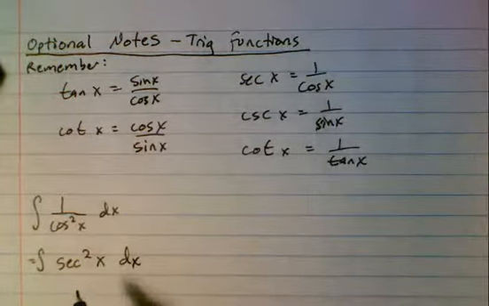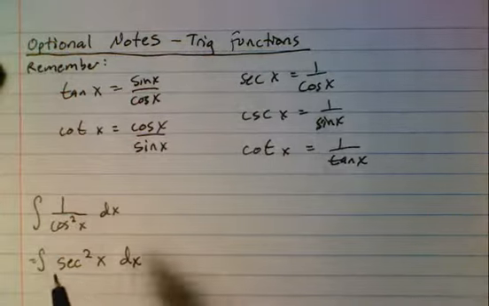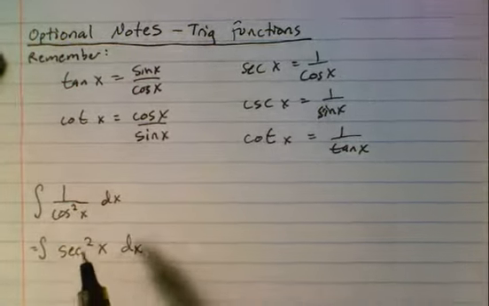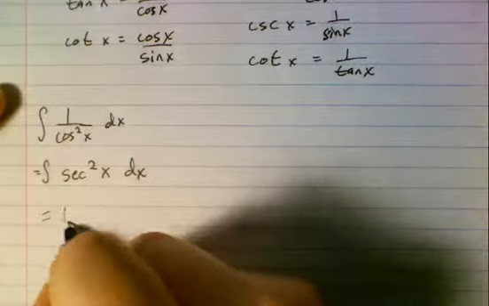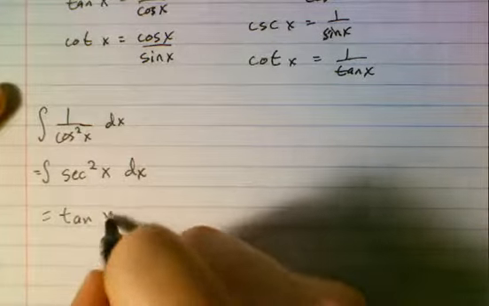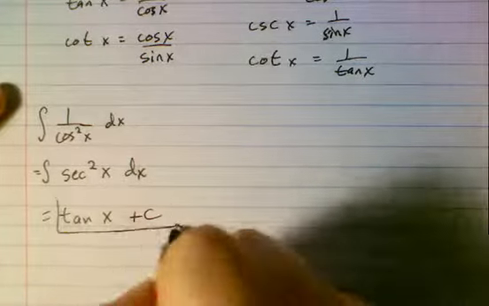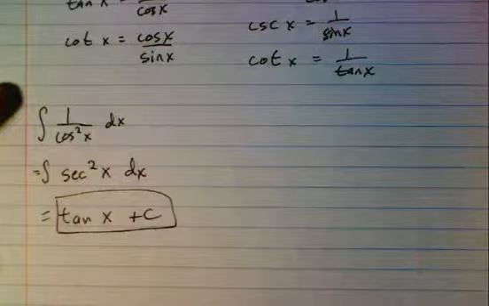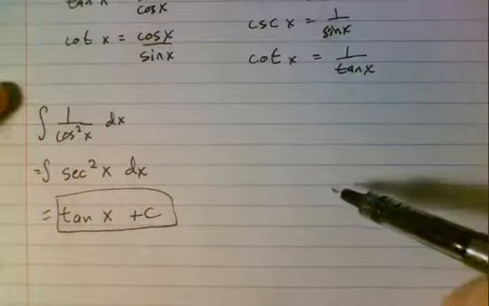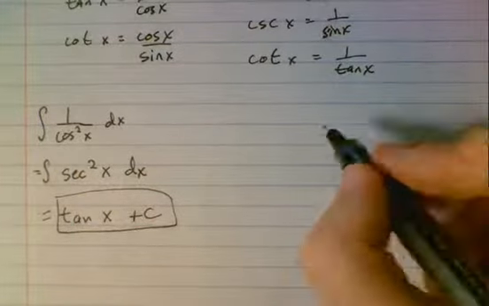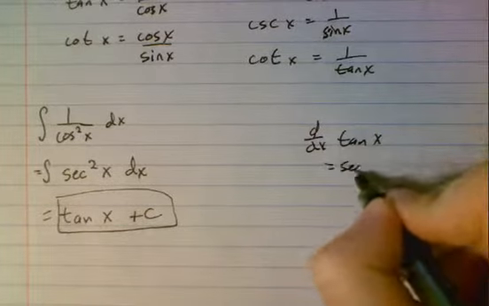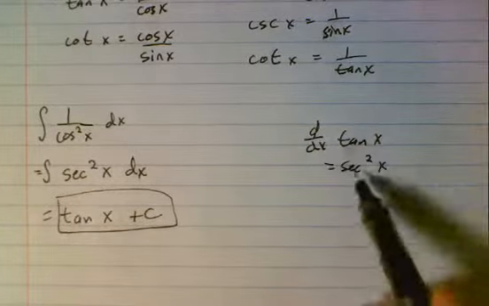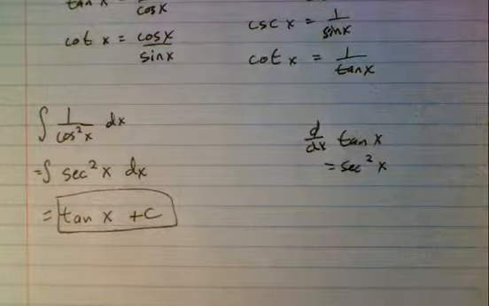This is where it's really important to have our rules memorized, because this is only helpful if we remember right off the top of our head that the antiderivative of secant squared x is tangent of x plus c. Just something we have to know. When we do our check step, and secant squared goes back to 1 over cosine squared.